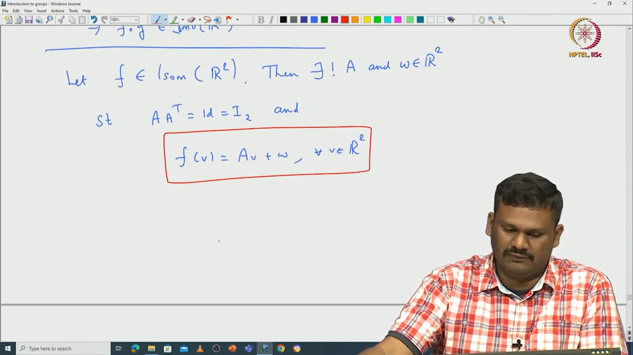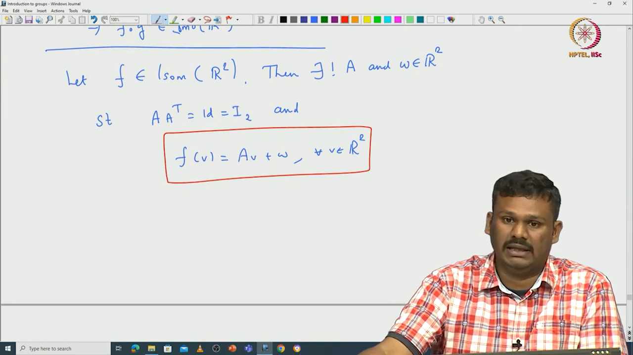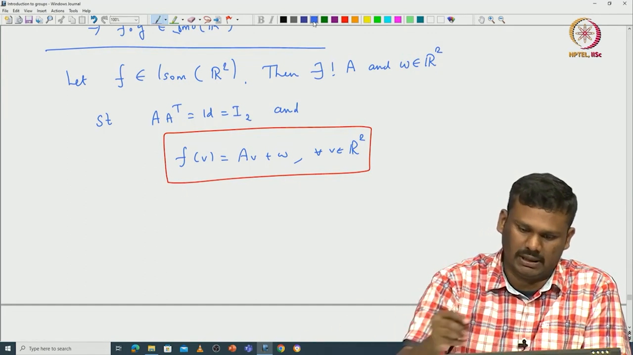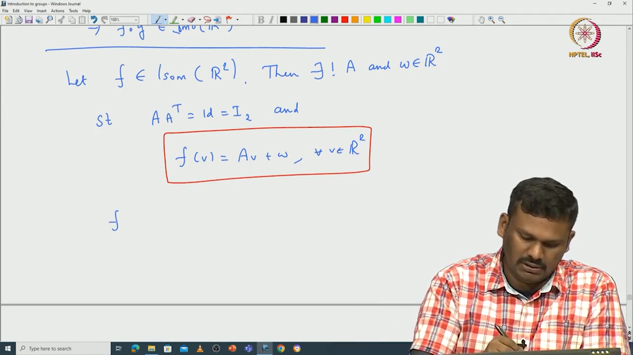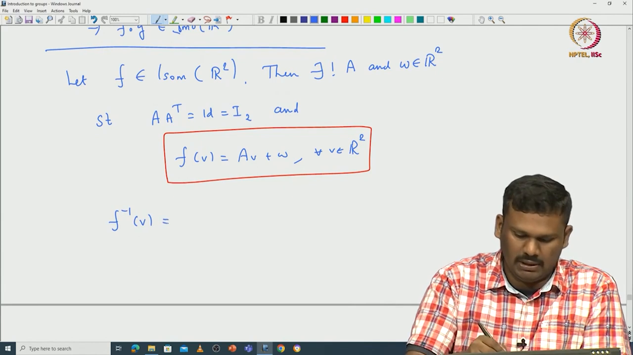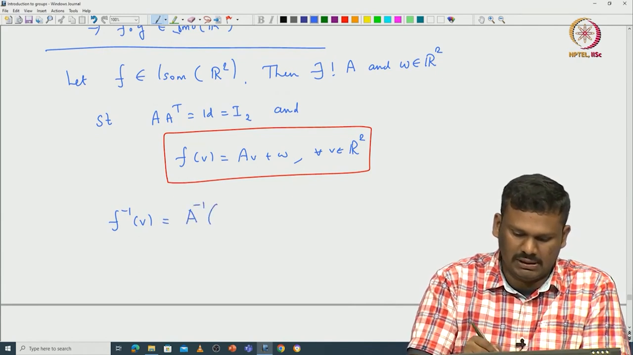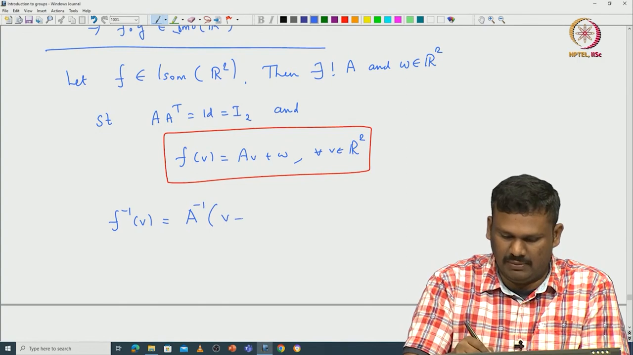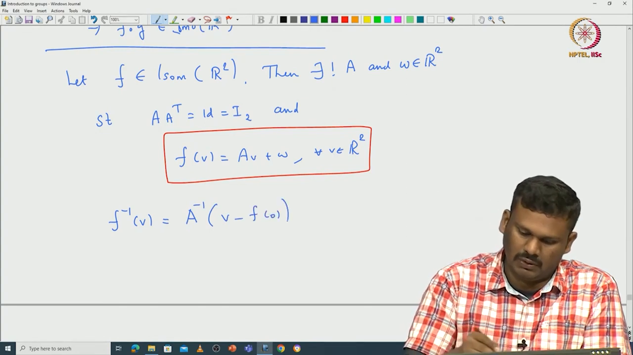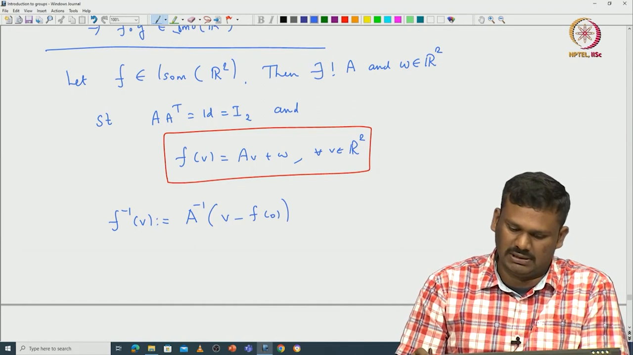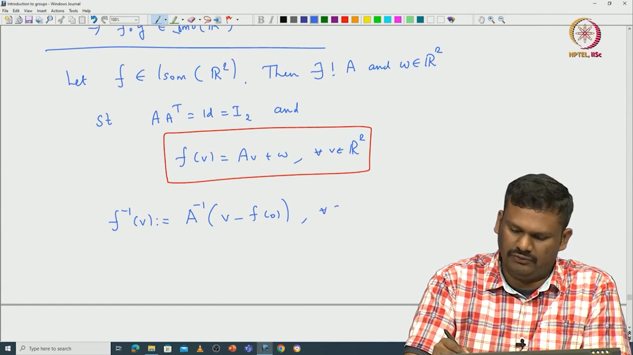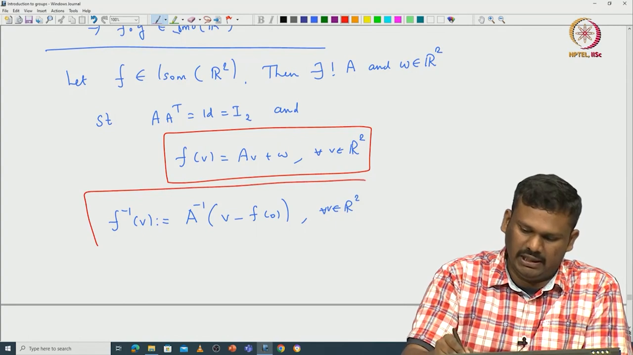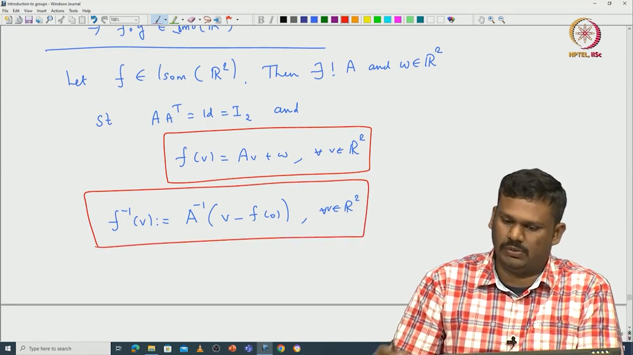Using this explicit formula, it is easy to write down the inverse of F. Let's write it down. F inverse of V is going to be A inverse applied to the vector V minus F of 0. So you define F inverse as this, for all V in R2. Now we claim that this is indeed the inverse of F and that it is an isometry.